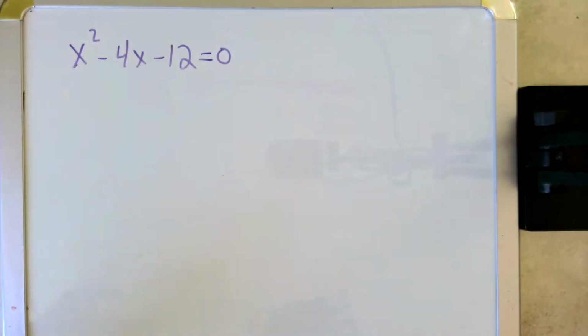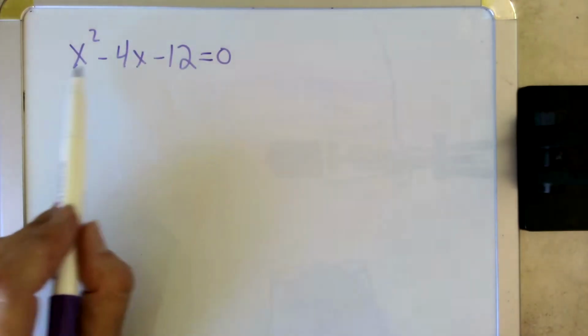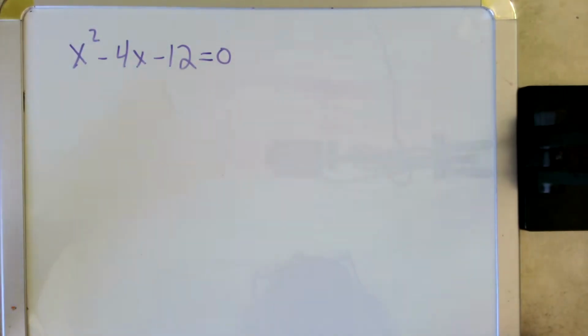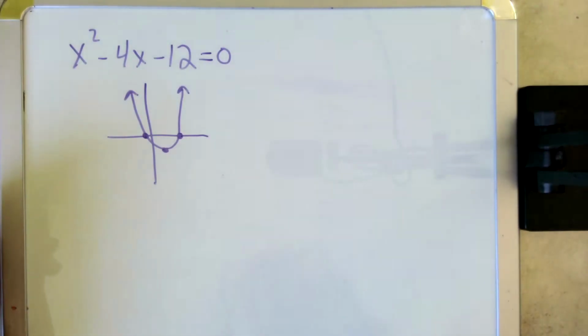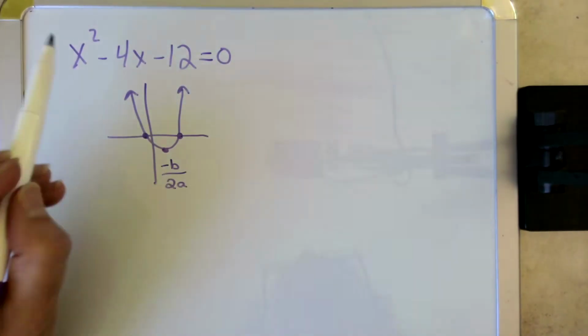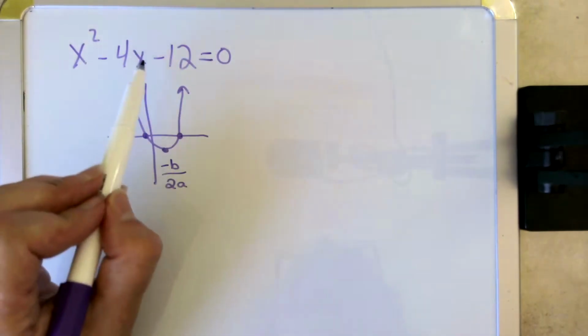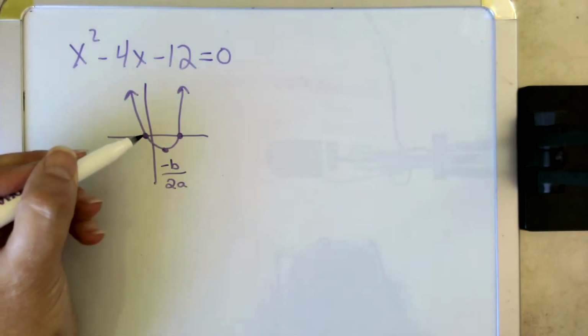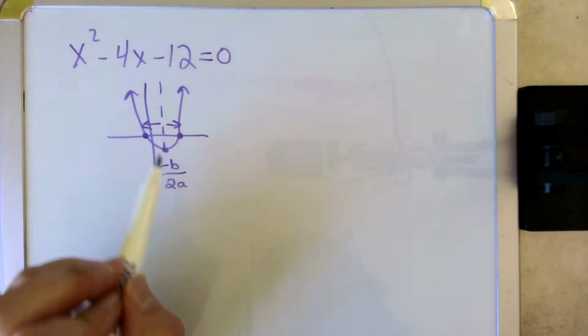The Po-Shen Loh method is based on the concept that my two solutions, the two values of x that will make this 0, are equidistant from the vertex of my parabola. So, not knowing anything about this parabola, I'm just going to make a little imaginary picture. We know that the x coordinate of that vertex is negative b over 2a, where the coefficient of my x squared is my a, the coefficient of my x is my b, and my number term is my c. And I also know that these two points, despite my drawing, are equidistant from this middle point.